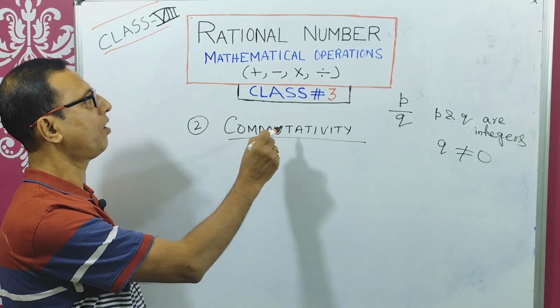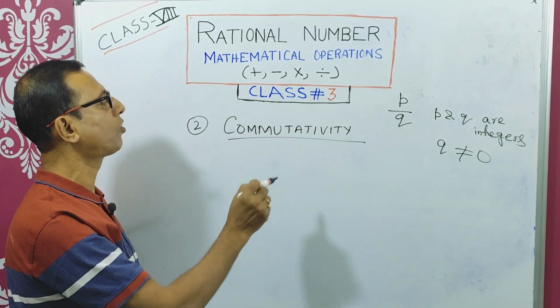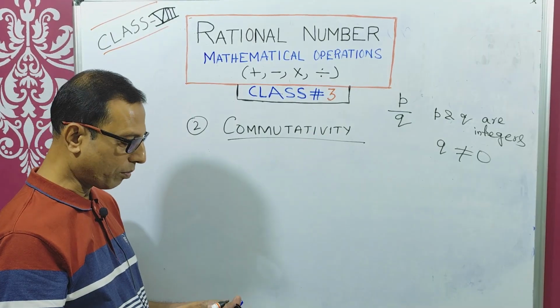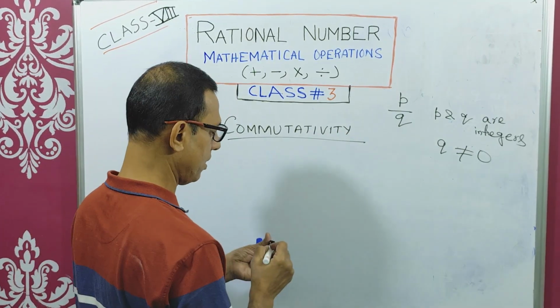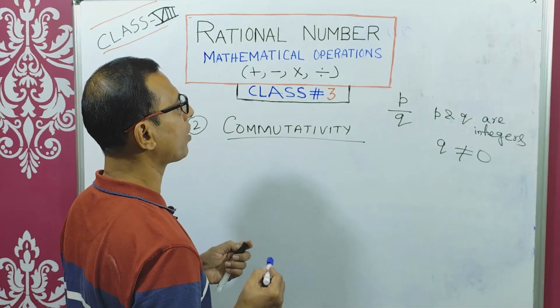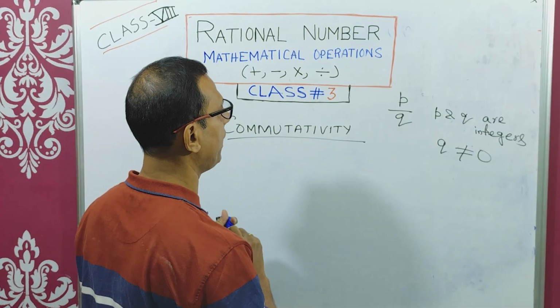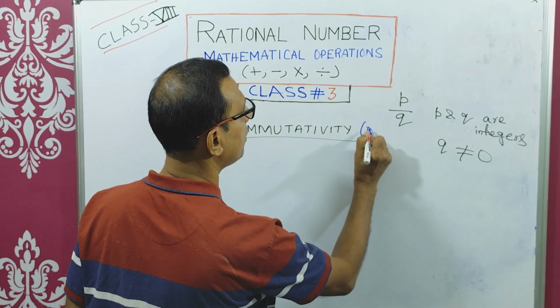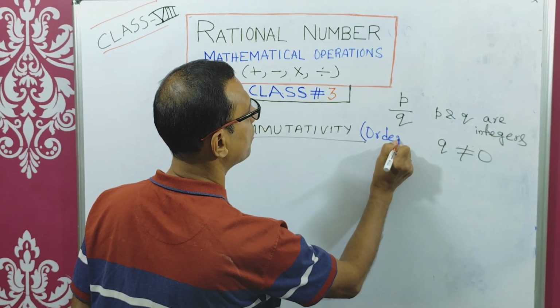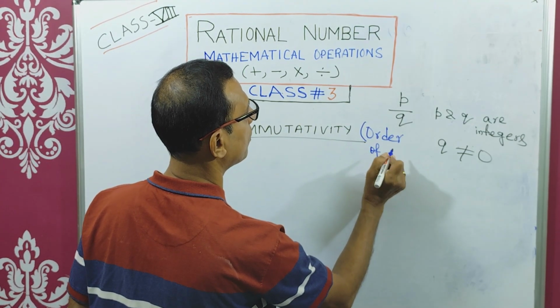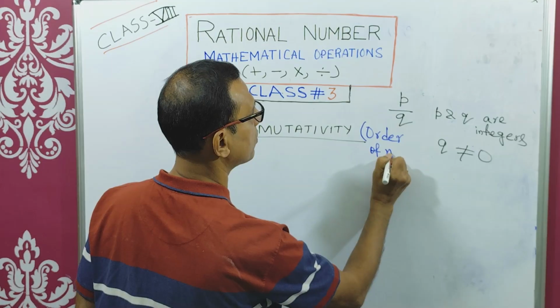Next property on mathematical operations is called commutativity. What is commutativity? Commutativity is nothing but the order of operations. What does it mean? Commutativity means order of numbers.